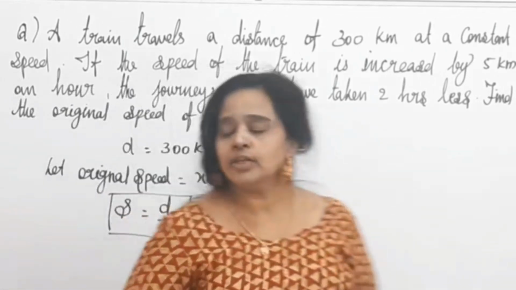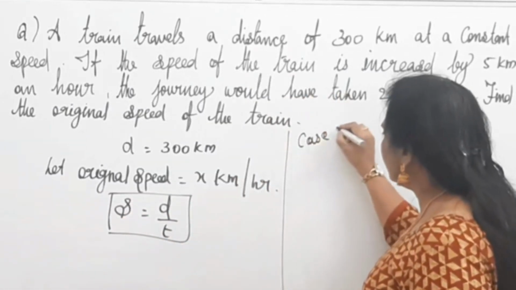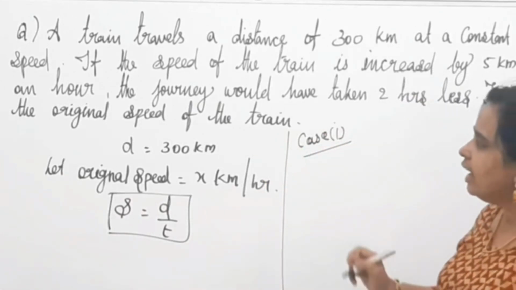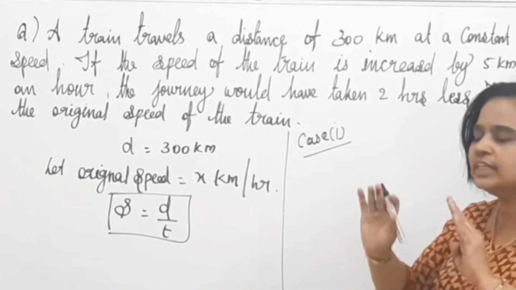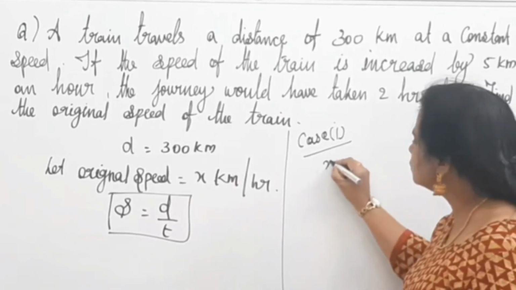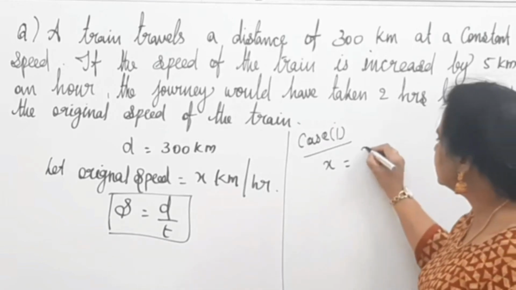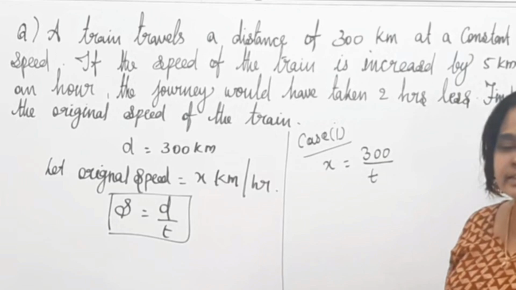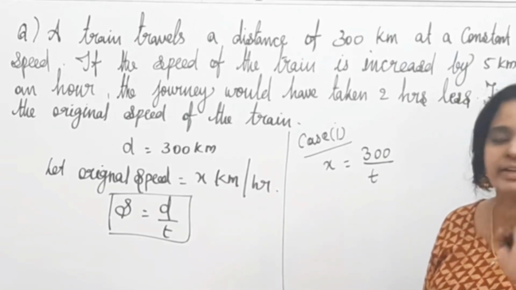Now, how do I use it? Let me have my first case. The case 1 is just simple. That is, distance is 300 and no time is given. The time is just as an ordinary time. So let me go and substitute. In the speed x, the distance traveled by the train is 300 km and the time is just normal time. If it goes in 10 hours, okay, let it be 10 hours.